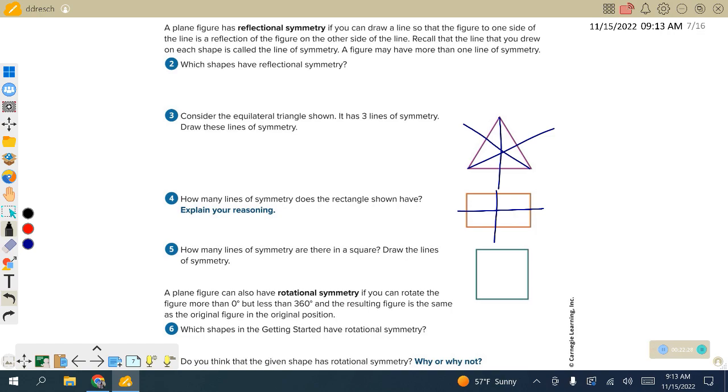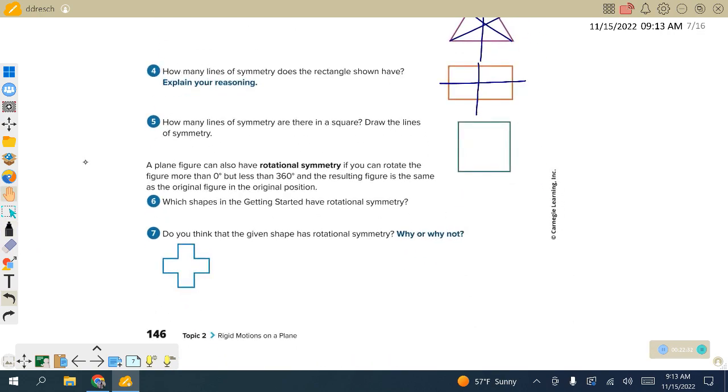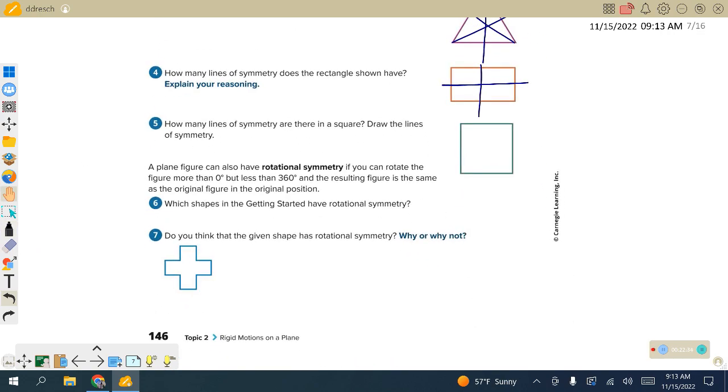But what about the square? What does it have then, Sarah? Diagonals, right? So we clearly got the middle vertically and horizontally, but then we also got one diagonal checks and two diagonals checks as well, along with the vertical and horizontal there. Okay, with rotational symmetry.